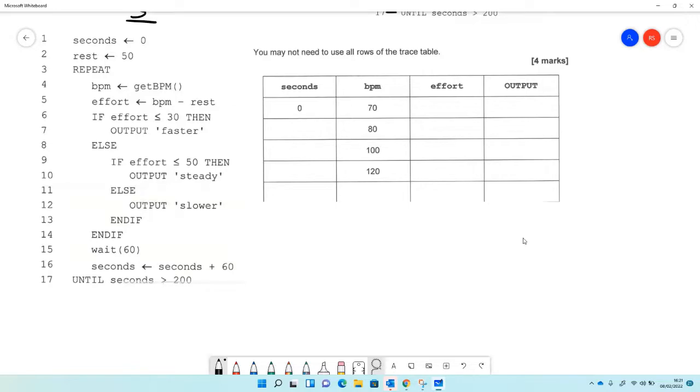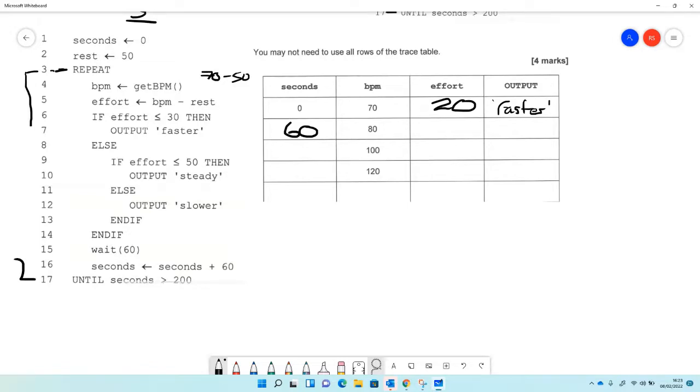So we've got beats per minute gets BPM, and that is 70. Effort takes the value of beats per minute, which is 70, minus rest, which is 50. So effort is going to be 20. We'll write that in. Then the next line, if effort is less than or equal to 30, which it is because it's 20, we're going to output faster. There's no else because we've done that. Then we wait 60, so we're sending 60 to this procedure that helps us wait. And then seconds gets seconds plus 60. Seconds was zero, it's now 60. Until seconds is greater than 200, well, it isn't. It is only 60. So we're going to go back up to the repeat line.